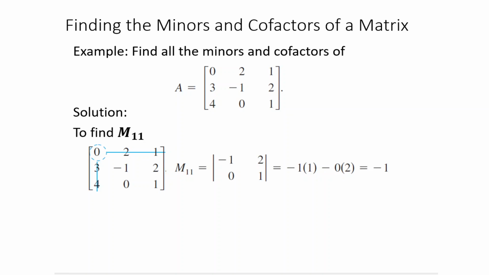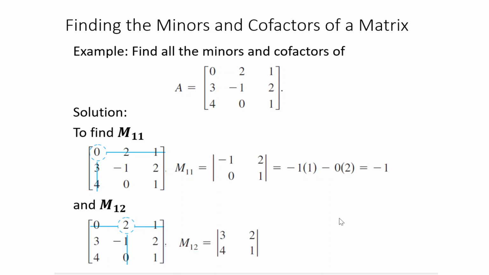Next, we find the minor M sub 1, 2. So this time, we will delete row 1 and column 2, and we get the determinant of this matrix. Again, we get the determinant by multiplying these two entries minus the product of these two. So we have 3 times 1 minus 4 times 2, which is equal to negative 5.